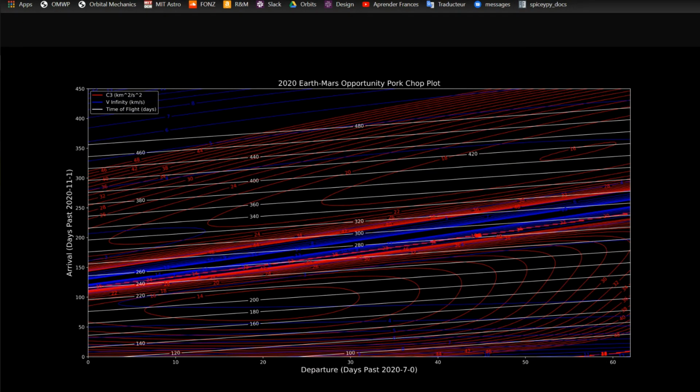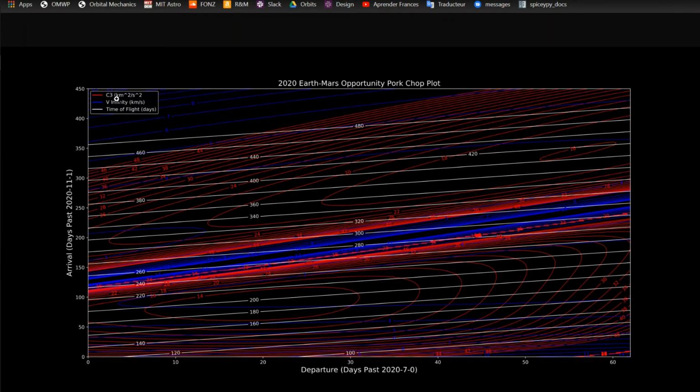So this is what the 2020 porkchop plot for Earth-Mars looks like. It can be a lot at first and doesn't make any sense, but I'll explain it. The first thing you want to see is these white lines. The white lines represent the time of flight. If you're down here, you're only at 100 days of flight, 120, 140, all the way up to 480. These are just contour plots, so everywhere along this line, it's always going to be 480 days of travel time.